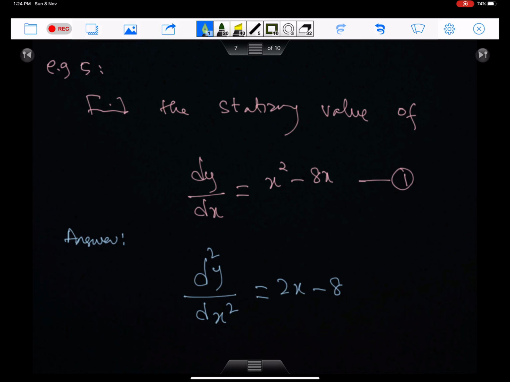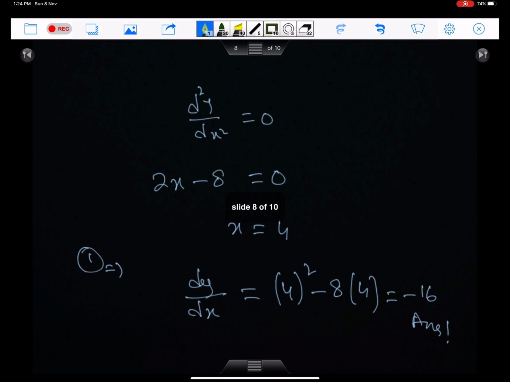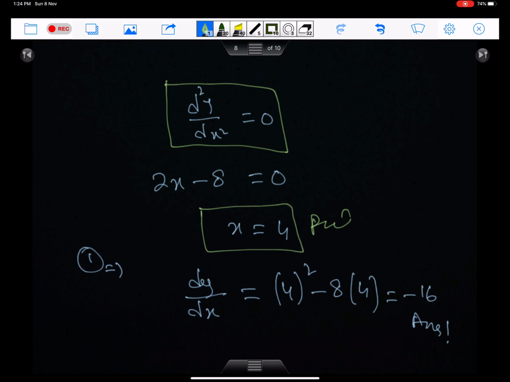Same concept is here. Find the stationary value of dy upon dx. So in this case, we need the stationary value of dy upon dx. We need to differentiate dy upon dx first, and then we need to equate the differential of dy upon dx to 0, and then we will get x. Substitute this into 1 to get the stationary value. And this is the answer, minus 16. The stationary value of dy upon dx is minus 16.